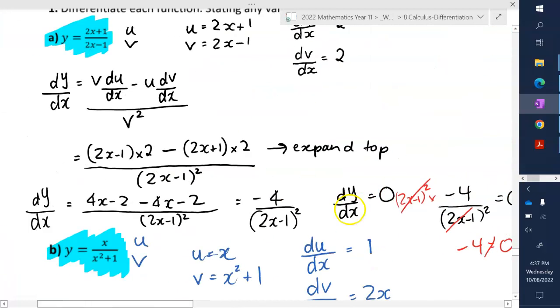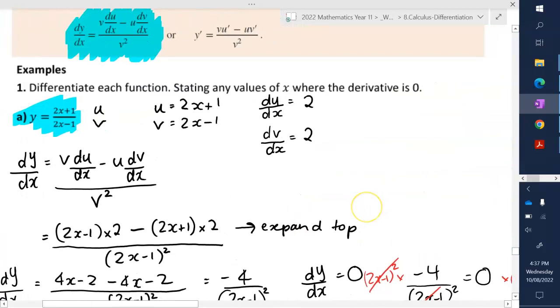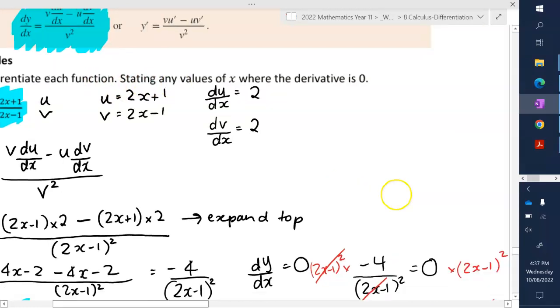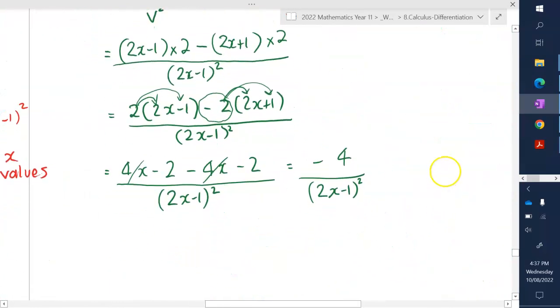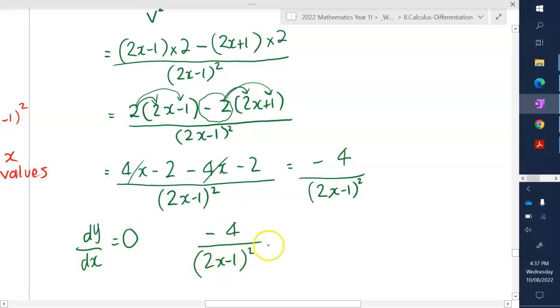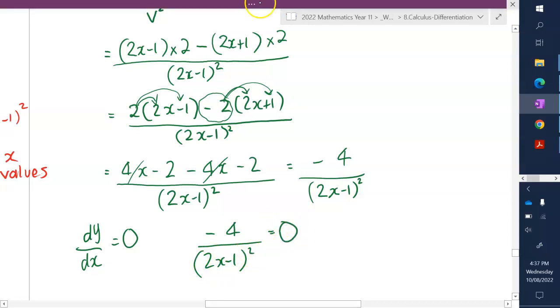Let's go back and have a look. The question said differentiate each function. Well, we've done that. Stating any values of x where the derivative is equal to 0. Let's have a look. Let's pop our derivative to 0. Now, let's look for x values where our derivative is equal to 0.